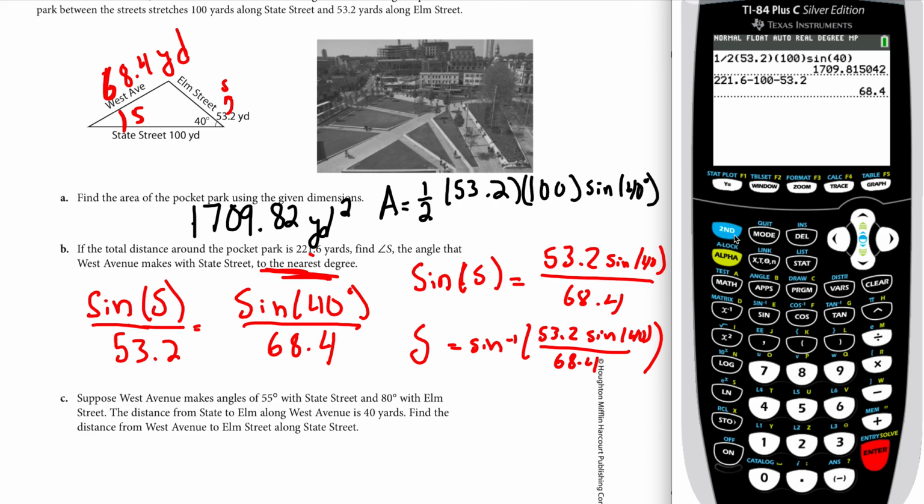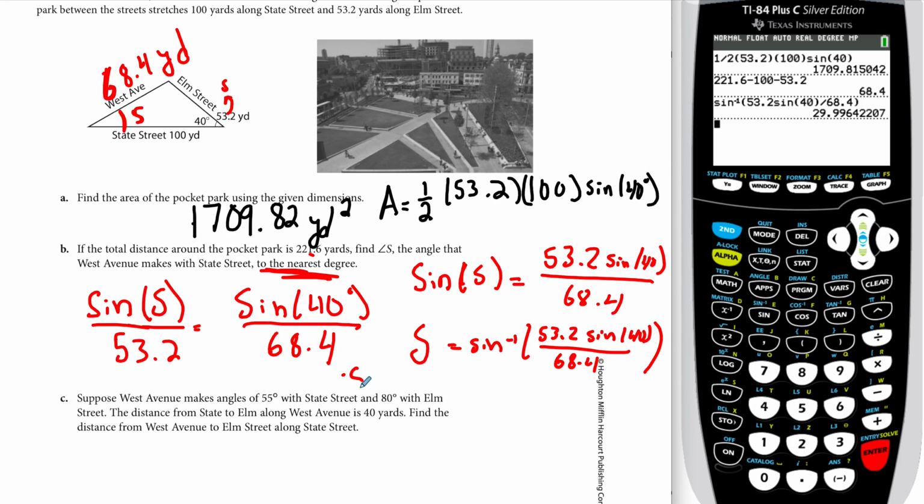And let's figure out what this is. So second sine, to pull sine inverse, 53.2 times the sine of 40 divided by 68.4. Okay, I get 29.99. So that means, to the nearest degree, we know s is approximately 29.99. So we're going to round, and that's degrees. So we're going to round that to 30 degrees.